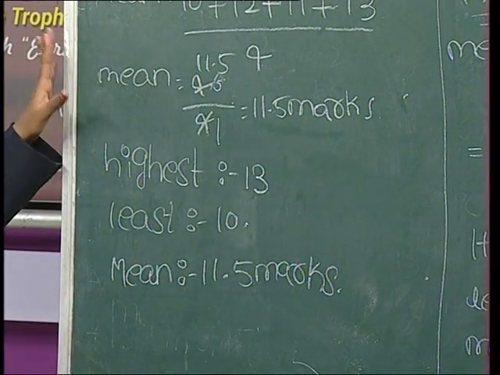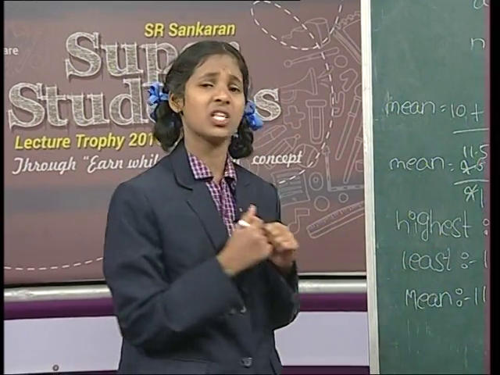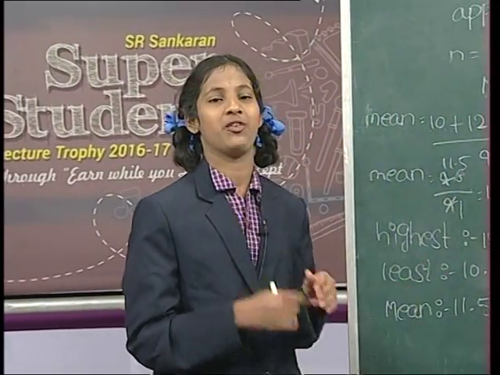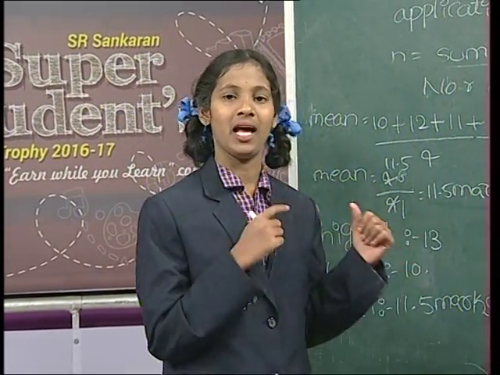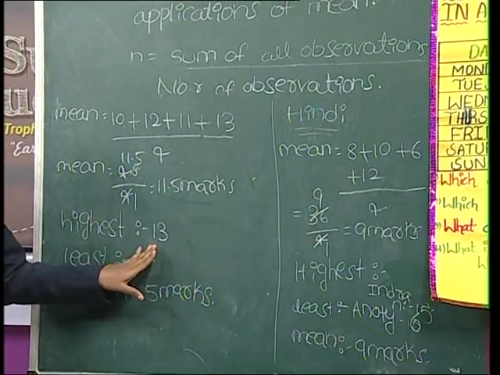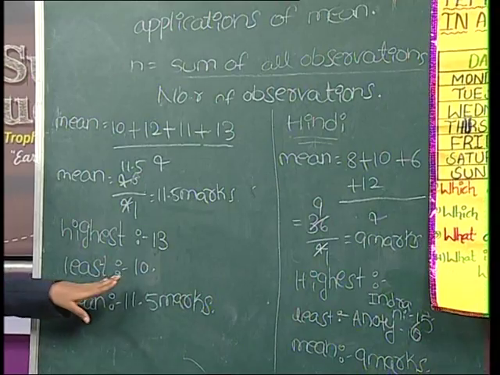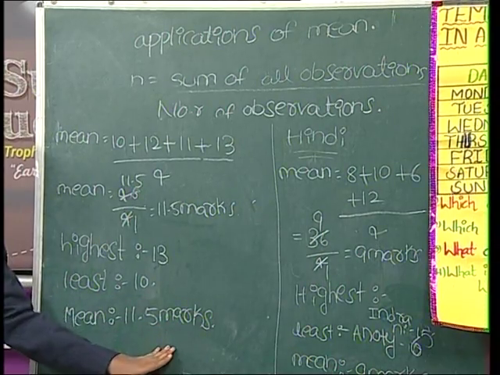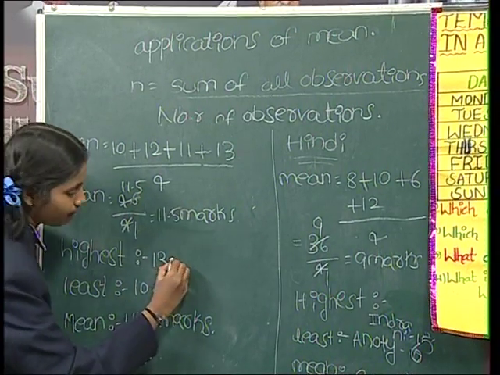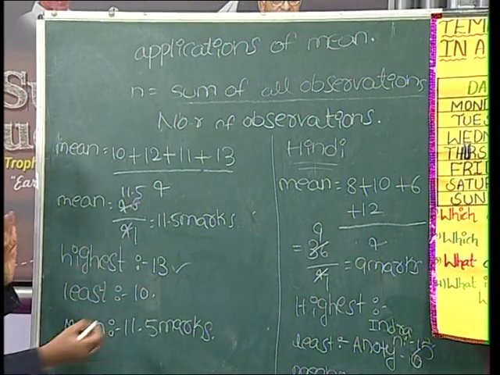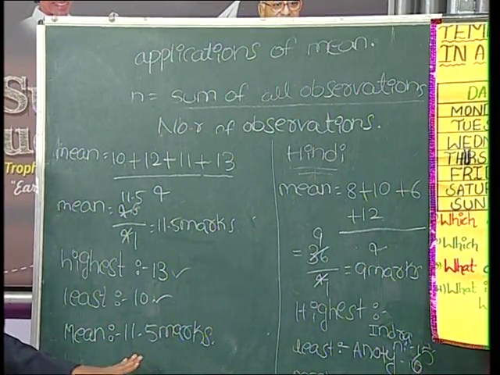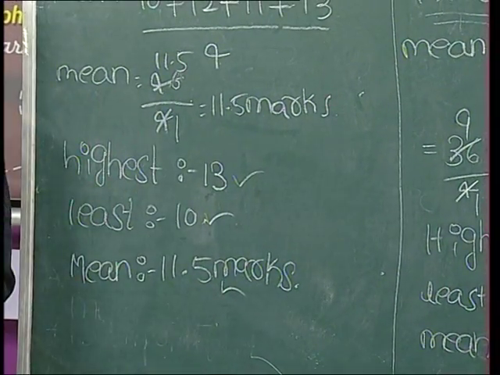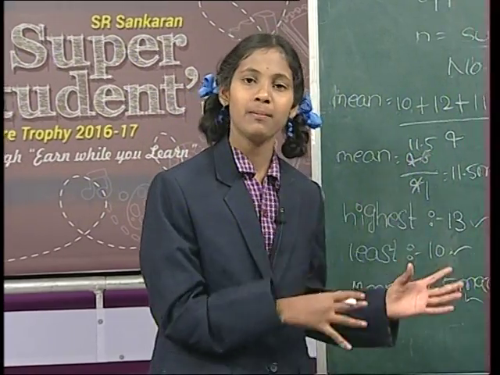So here, does the mean always lie between the maximum value and the minimum value? Yes, Saros, very good. The mean always lies between the maximum and minimum values. See, here the highest marks are 13 and the lowest marks are 10. Between 13 and 10 is 11.5, the mean. So we can conclude that the mean always lies between the maximum and minimum values.